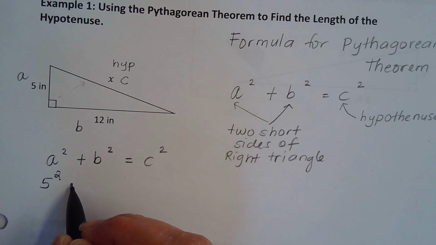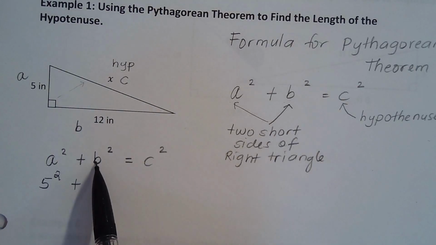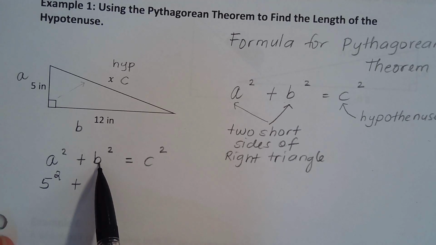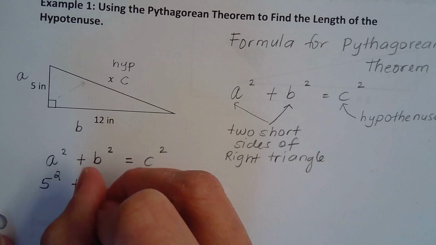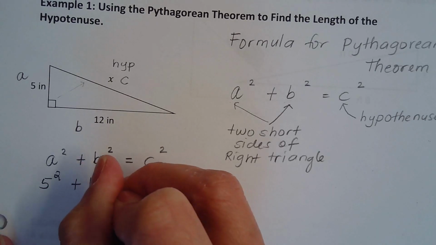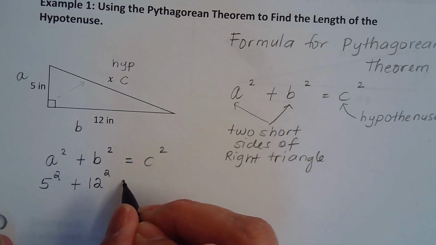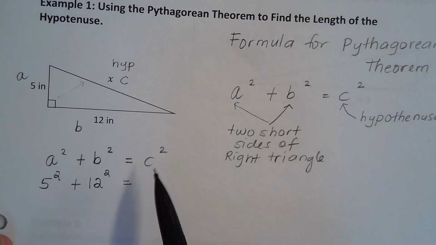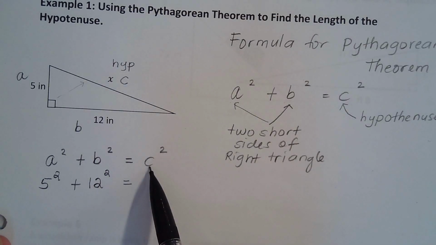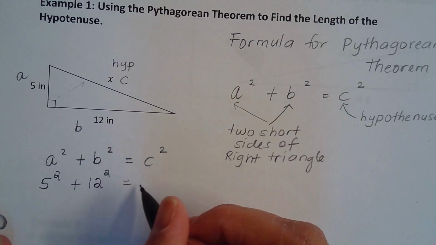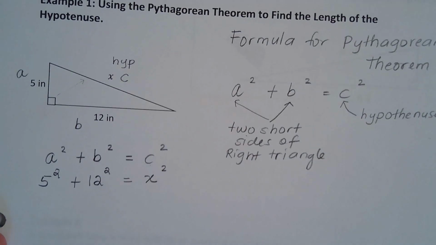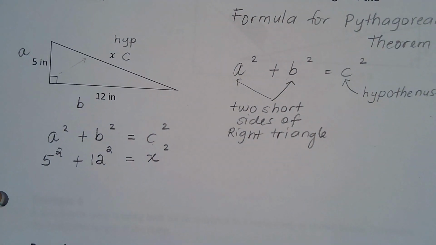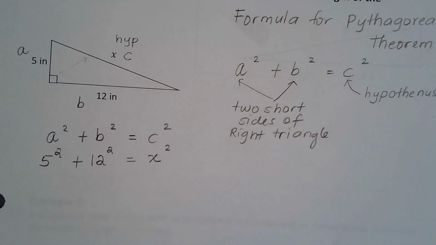Exponent 2 plus B. Okay, well, what do we replace the B by? We're going to replace it by the 12. So we're going to put 12 in here. 12 squared equals, what do we replace the C by? Well, the C would be the X. That's X squared. Okay. So stop right there. Give you a little bit of a moment to think about what we just did there.